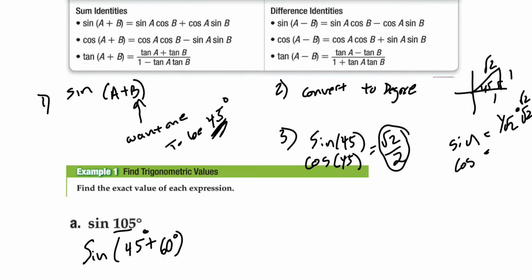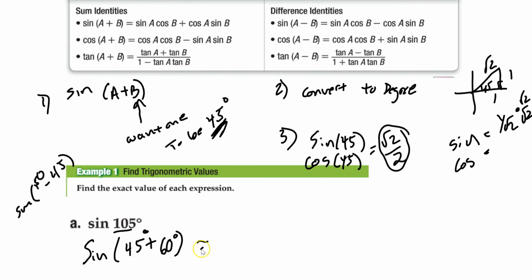If you want to do the minus one, you could do sine of something minus 45. You just got to think, what minus 45 gets me 105? So it'll be 150. That way it works also. I think this way is a little easier though. So let's use the formula.